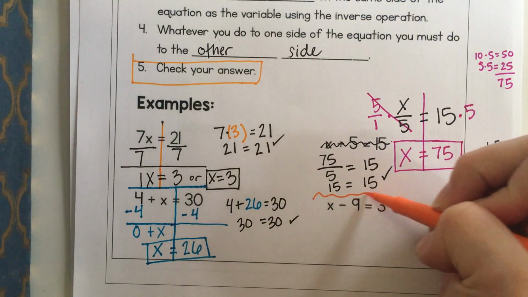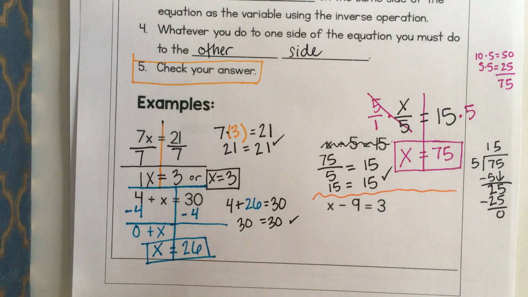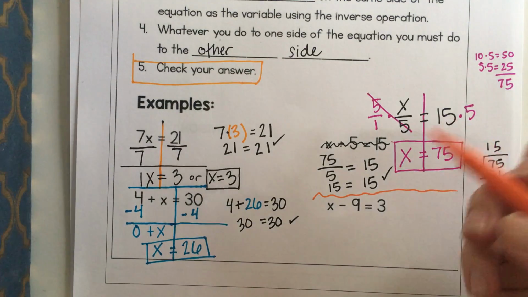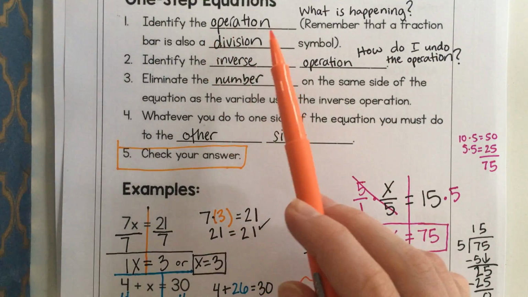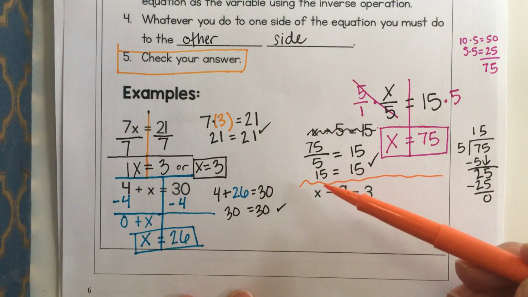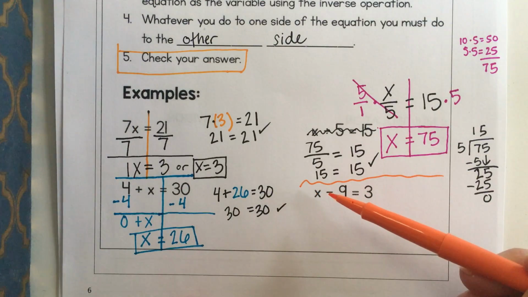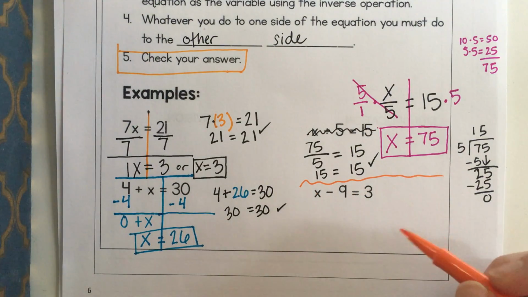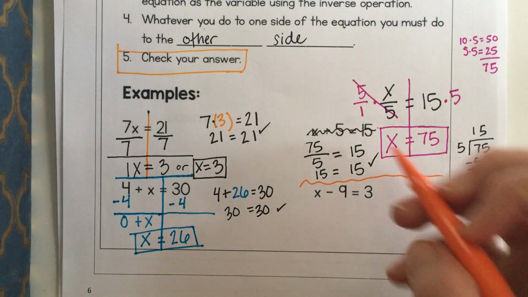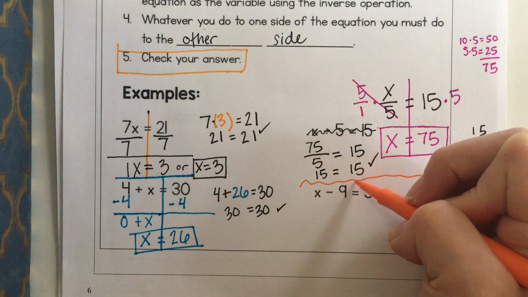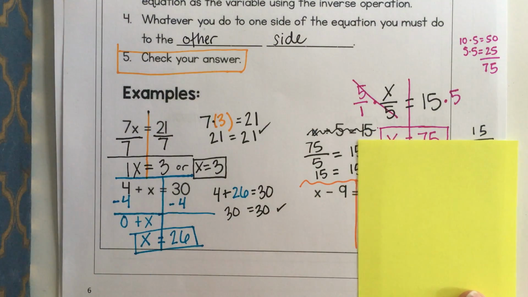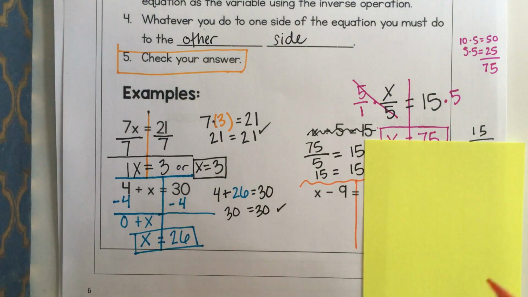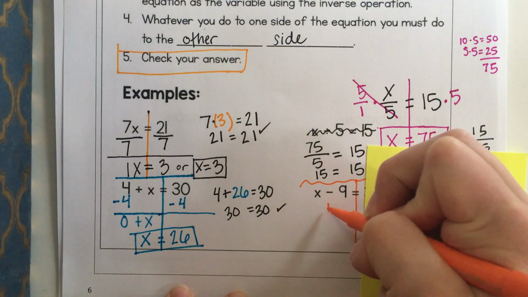Alrighty, let's take a look at this last one here. We're separating that out. x minus 9. So when you're identifying that operation, what's happening, we say that we have a number x, and we're subtracting 9. 9 is being subtracted from x. That's what's happening. So we're using subtraction. How do we undo subtraction? What's the inverse operation? It is addition.